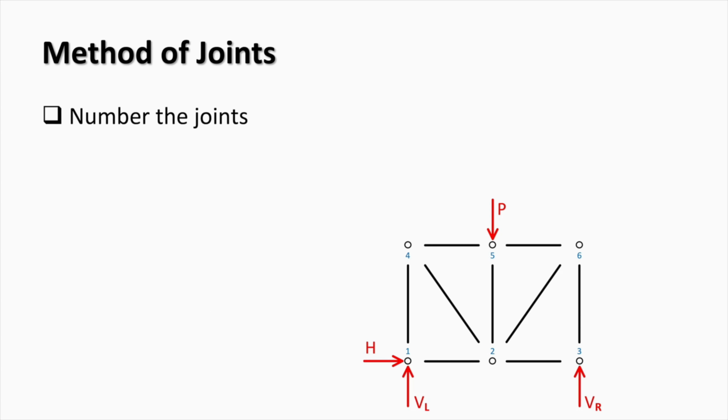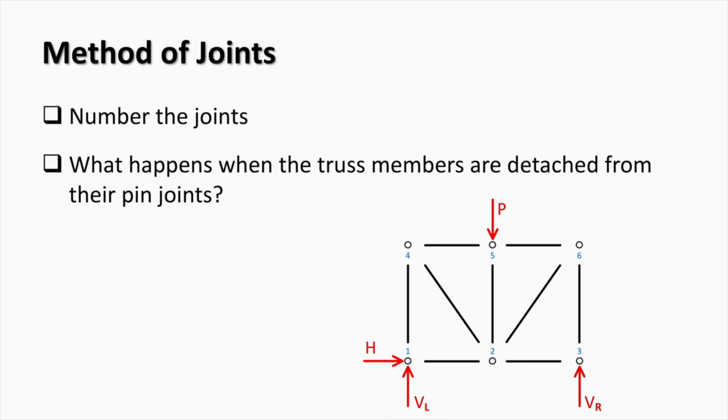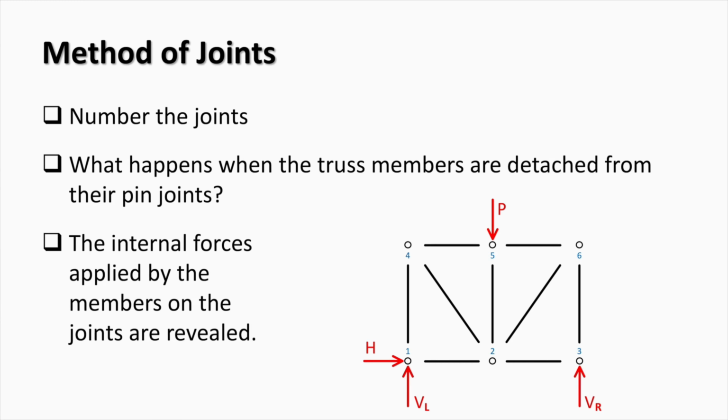After the joints are numbered, they are separated from the bars as shown here. To keep the truss in equilibrium, it is necessary to keep every joint in equilibrium. As you can see here, joints 1, 3 and 5 are not in equilibrium. Therefore, the internal forces from the truss members should be applied on the joints.